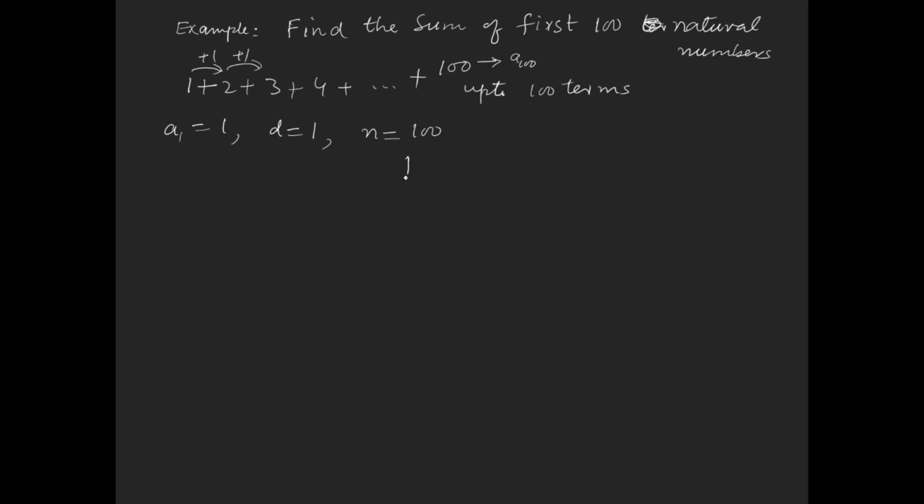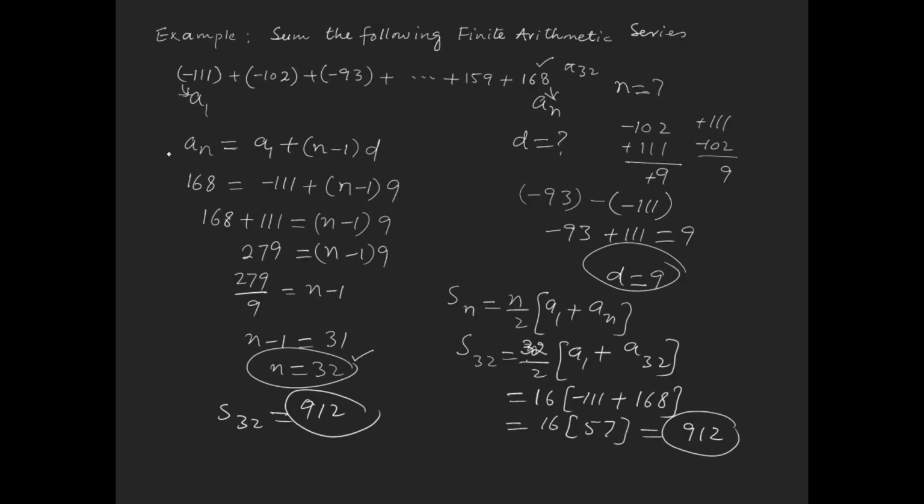So you can solve it by both the formulas. The previous question can also be solved by both the formulas, because we have n is 32, the first term is minus 111, and d is 9. So the other formula can also be used for this one.